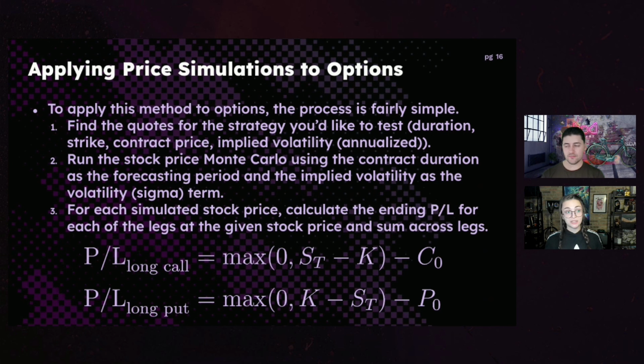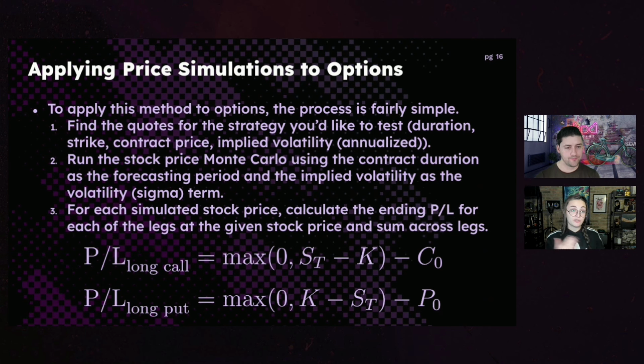It's a pretty simple calculation once you have ST, which is the final stock price at the end of the simulation. You just plug in your strike price for the contract and the price of the contract. That way you can calculate the P&L. If you're doing a short strategy, you would simply multiply this by -1. That gives you the other side of that P&L.